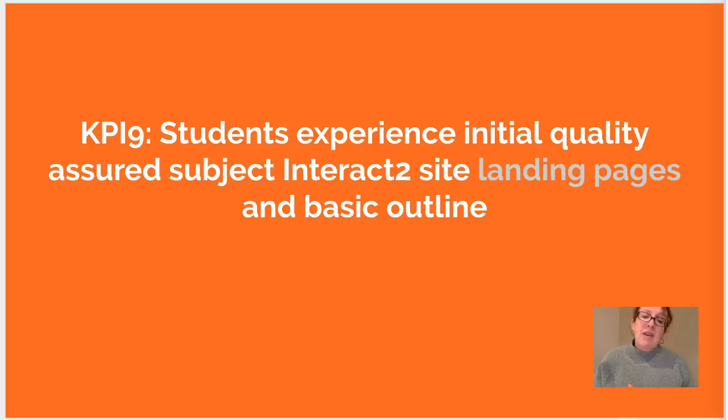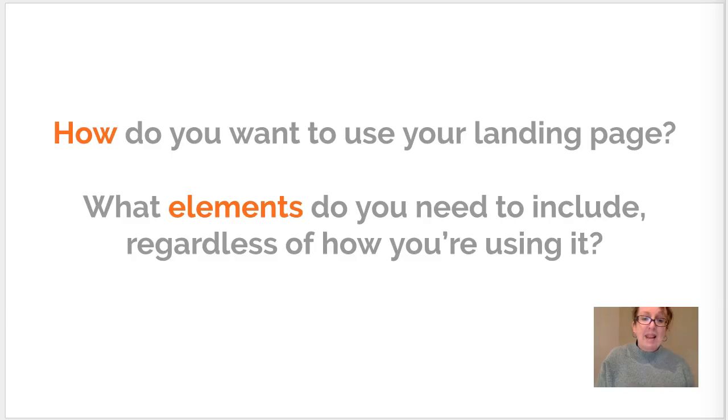But the KPI 9 says students experience initial quality assured subject Interact site landing pages and a basic outline. Now that basic outline is really talking about navigation. So it's about the landing page that's on your Interact site, but it's also about how the navigation is set up as well. I think there are 2 really important questions to think about when you're looking at your landing page. It's about the elements that you need to include in the landing page, but it's how you want to use that landing page as well.